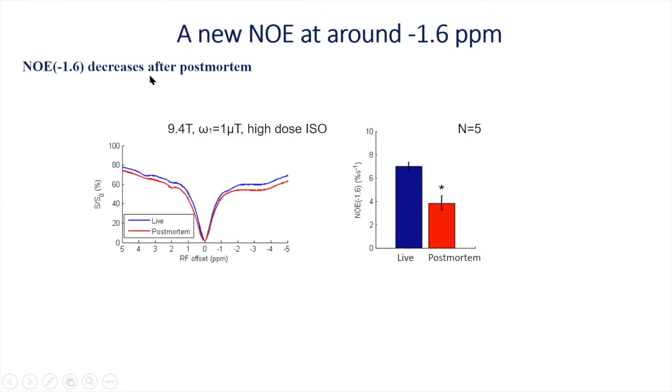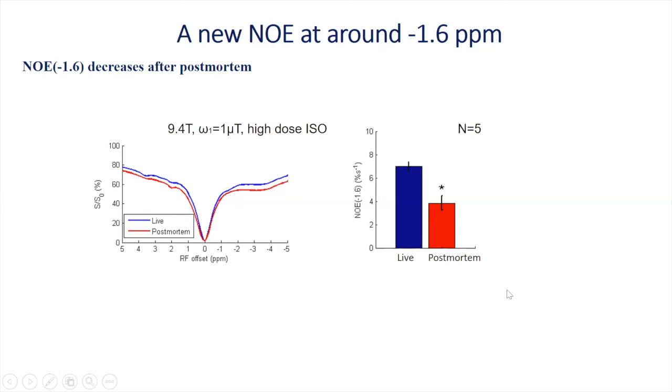Also, we found that NOE decreased after postmortem. So here is this spectrum. The blue line is from the live animals. The red line is from after postmortem. So you can find the dip becomes more smooth here. Also here is the statistical result with 5 animals. So you can find that after postmortem, they decrease significantly.